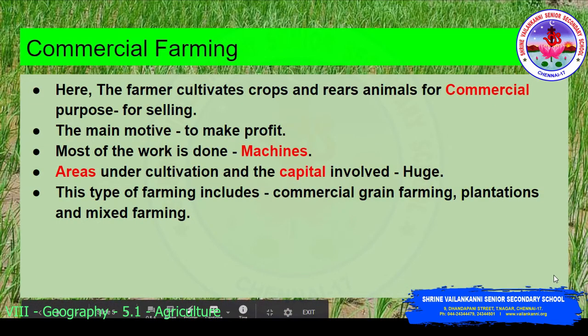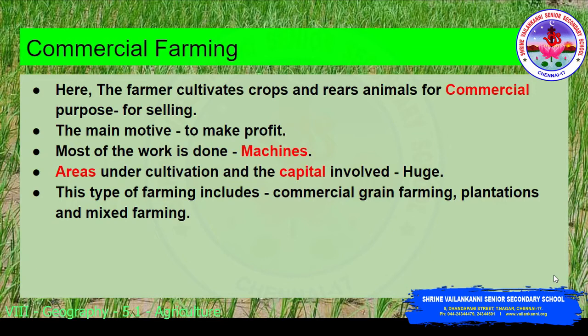In commercial farming, from the word itself, commercial, it is for profit. Here the farmers cultivate crops and also rear animals for the commercial purpose, that is, for selling. The main motive of the farmer in commercial farming is to make a profit. Most of the work is done by machines, and the area and the money invested in the cultivation will be a huge amount.